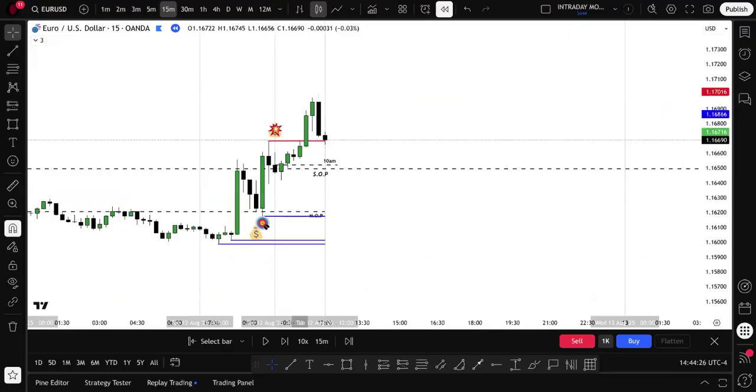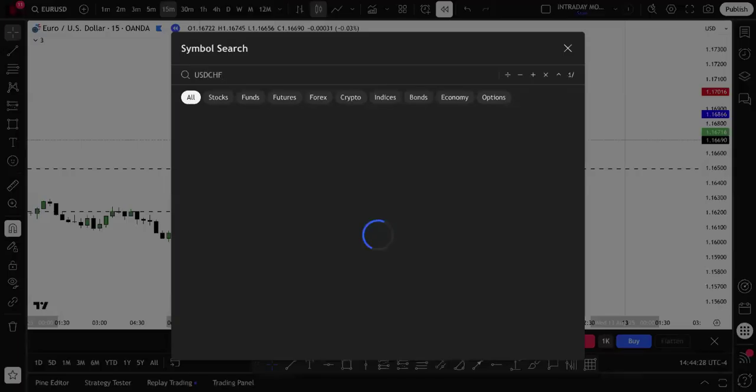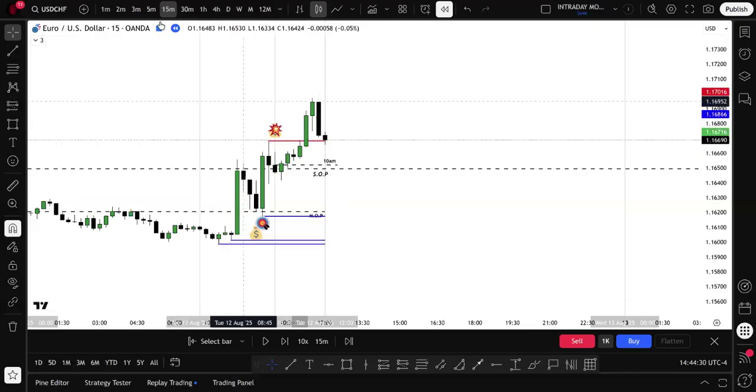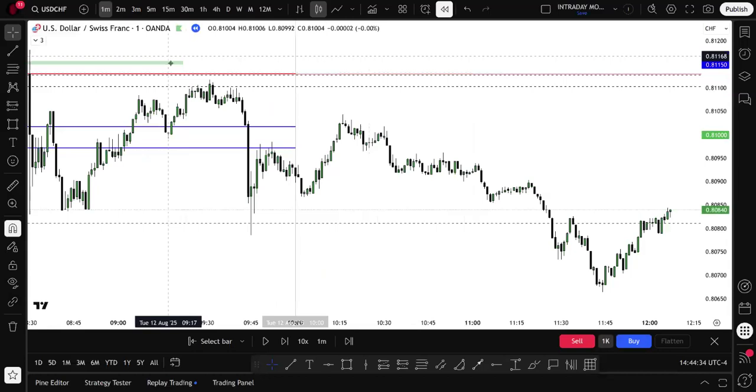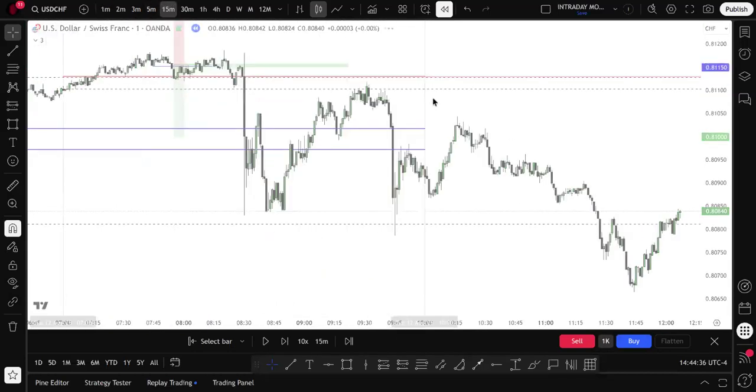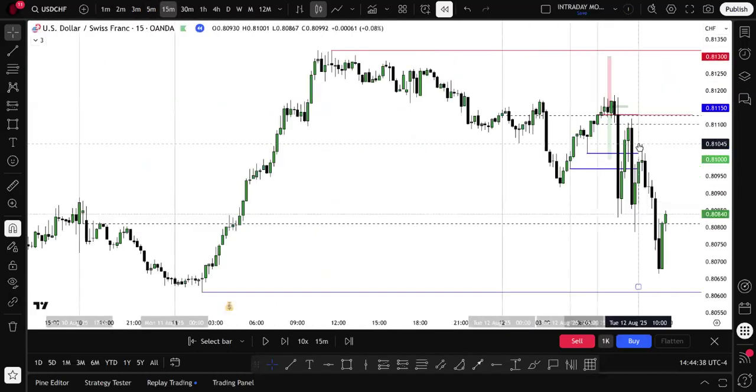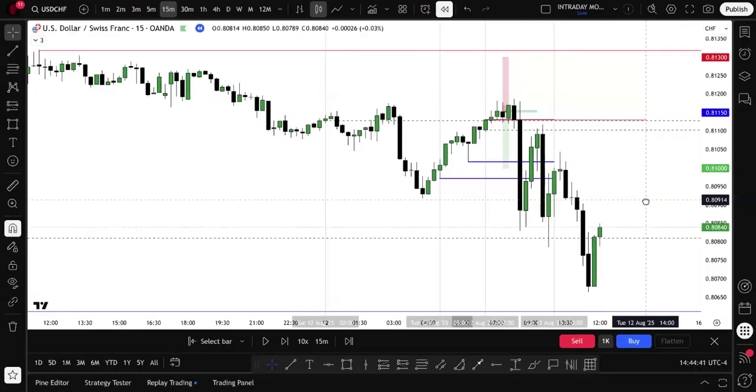Let's go on to USD. This will be our last example. 1 minute chart. A 15-minute chart, actually. That was a beautiful trade.